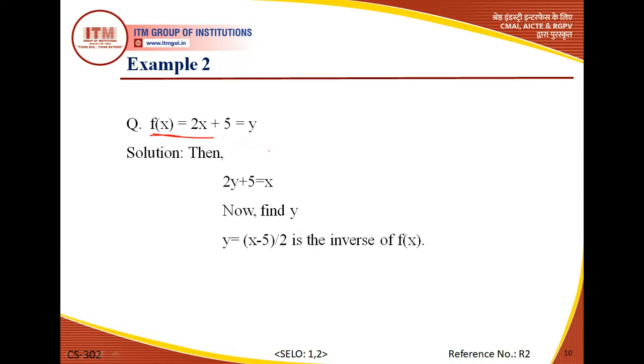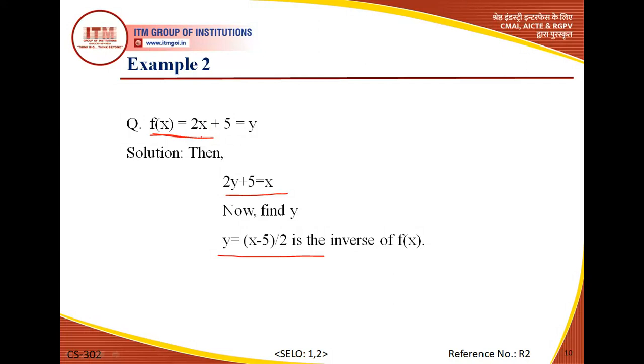After that, what do you have to do? Then 2y + 5 = x. How has this come? You have basically swapped. So it would become 2y + 5 = x. Then you get the value for y, which is (x - 5)/2. So it would become like this. Or else what you can do is that you just write 2x + 5 = y, and you get the value of x from there.